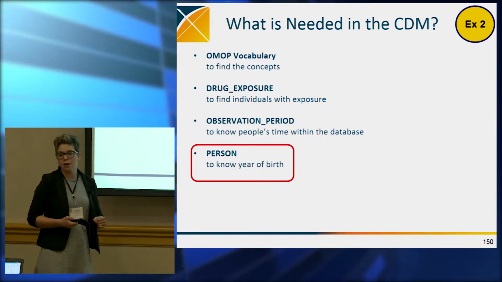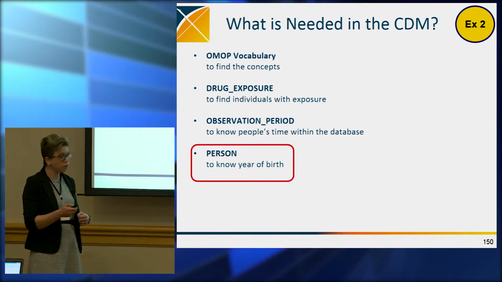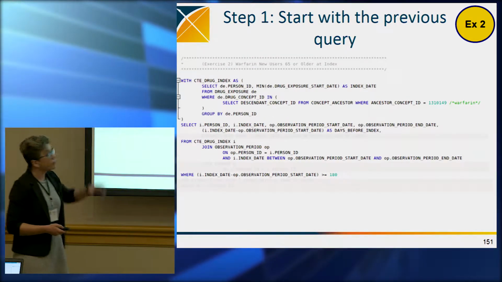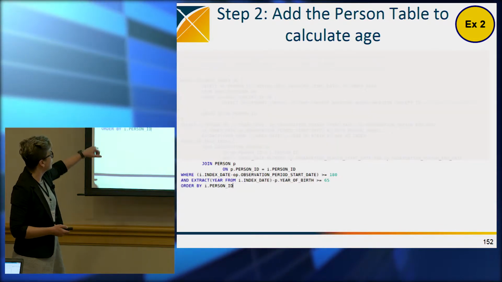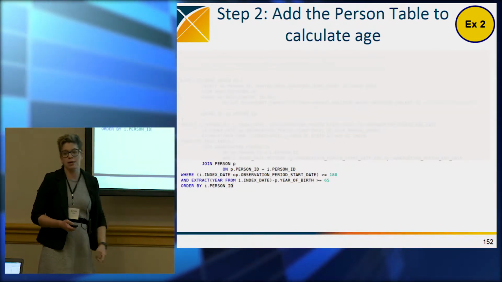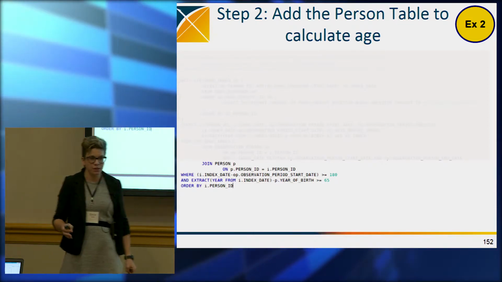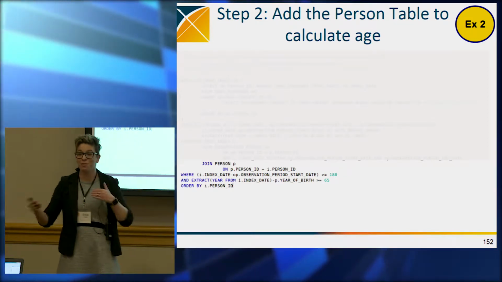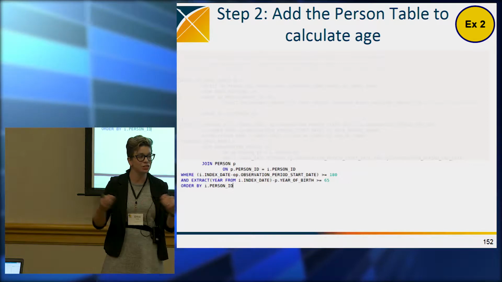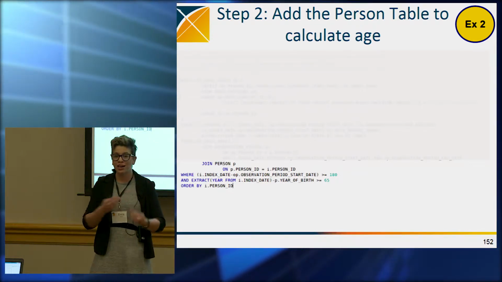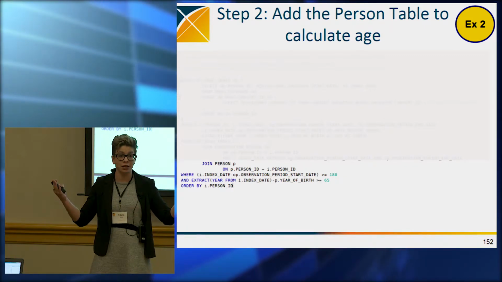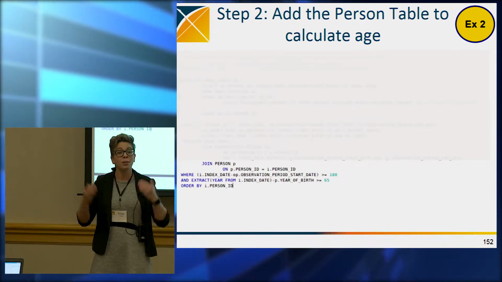So in this case now, in order to calculate age, we need to pull in the person table. And so we're going to start with our previous query. The only difference here is I'm now going to join my person table. And just like with the observation period table, every person has a person record, so you need to use the person ID to connect those tables together. But when you're connecting the person table, you don't need to do anything else. That's the only way that you connect to it.